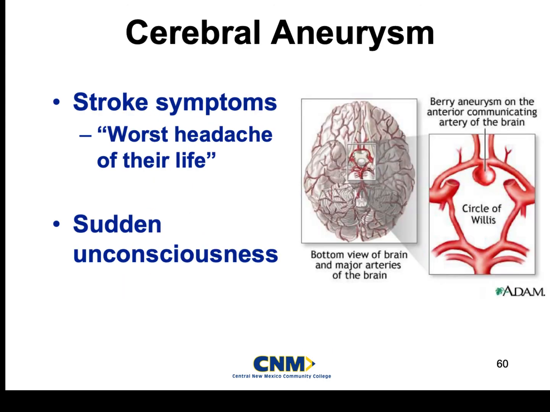Okay, guys, I skipped a slide. You guys can look over the AMI versus dissecting aortic aneurysm. It's actually a table in your book, table 14-1. Make sure you guys look over that, okay?